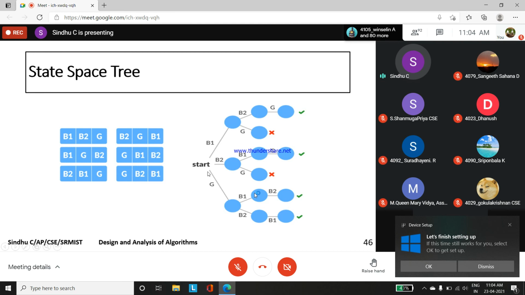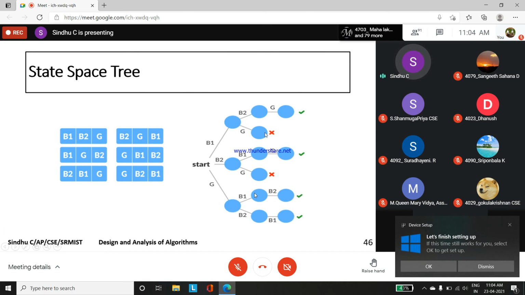So as I told you, branch and bound follows breadth first search, which is you start, okay? In the first place, I can place the first boy. In the first place, I can place the second boy or the girl, right? So this is breadth first. So next, what is the possibility? If I place the boy first, then I have two options. I can place the second boy or the girl, right?